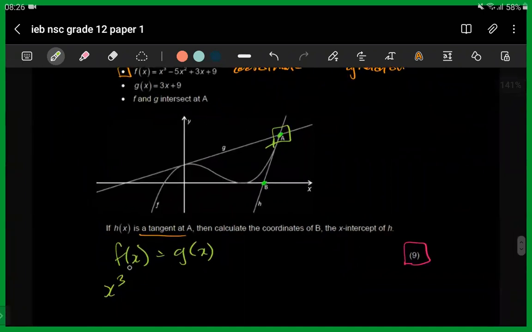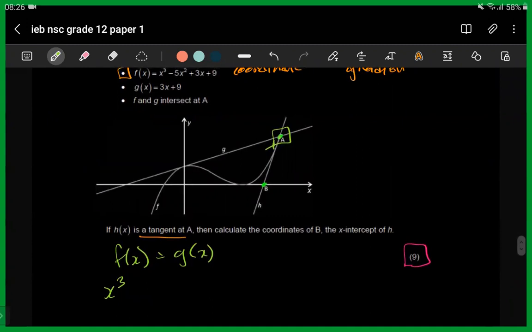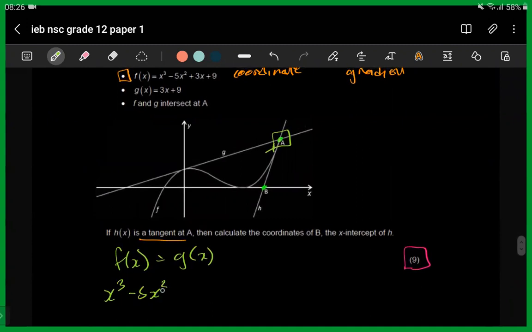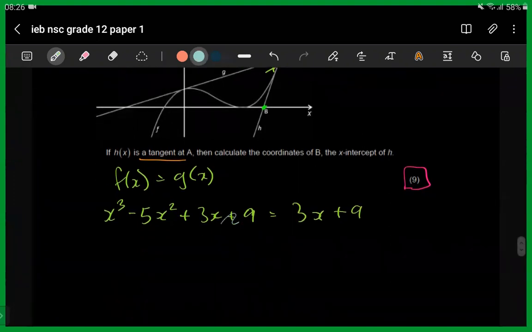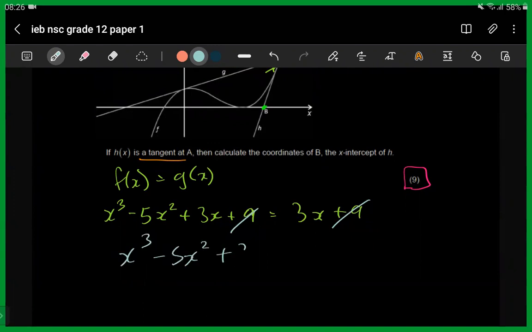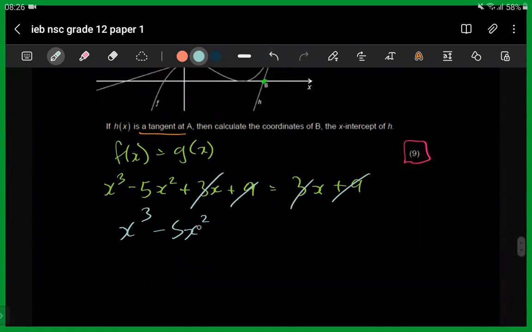x cubed minus 5x squared, and then you have plus 3x, and then plus 9 equal to 3x plus 9. So the 9 and the 9 will go to the same side, they'll cancel each other. You have x to the power of 3 minus 5x squared plus 3x. The 3x and the 3x will also cancel each other, because you're going to take it over as minus 3x. This is going to give you a 0.